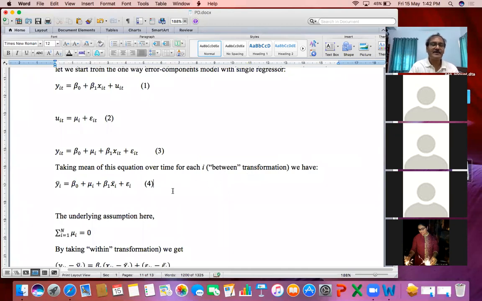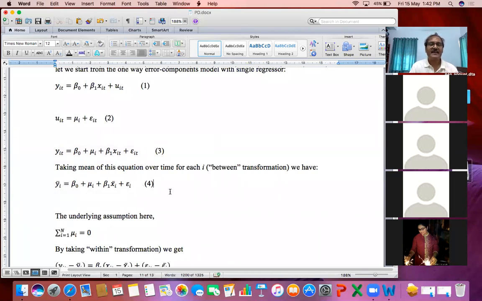Between transformation means if we look at equation 4, this equation varies across the cross section units. That is, this equation is different for different cross section units. That's why this form of the regression model is called the between transformation model. So originally we have this. We have eliminated one dimension, capital T, by taking the average value.